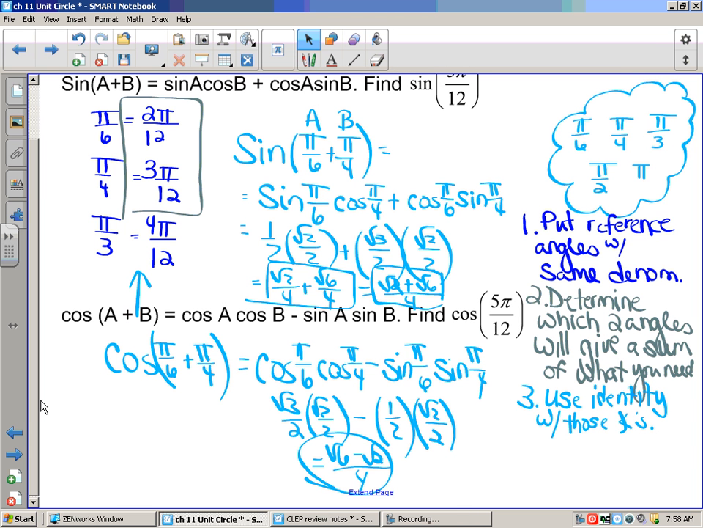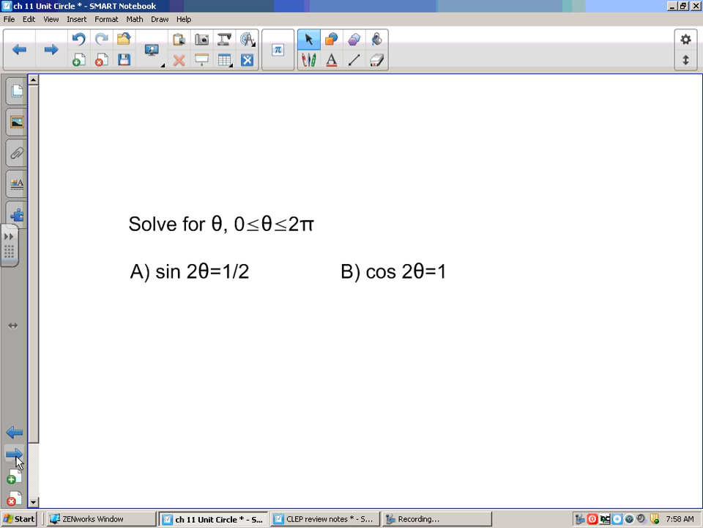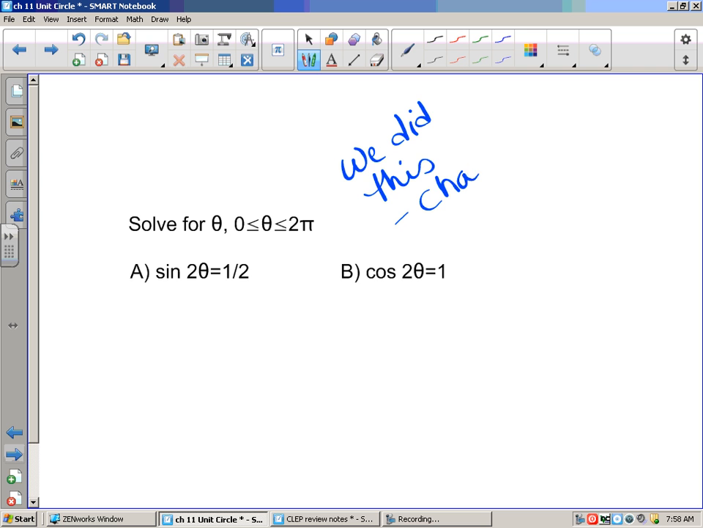Along with finding theta, this is obviously with the ones that are not reference angles, we could also have finding theta that looks like this, where we have solve for theta, and then it just gives us sine 2 theta equals 1/2, and cosine 2 theta equals 1. The first thing I want to just tell you is we did this in Chapter 3, no different. So use this as a review, okay? Use this as an opportunity to review, and I'm going to do these two examples for you so that you can see it once again.